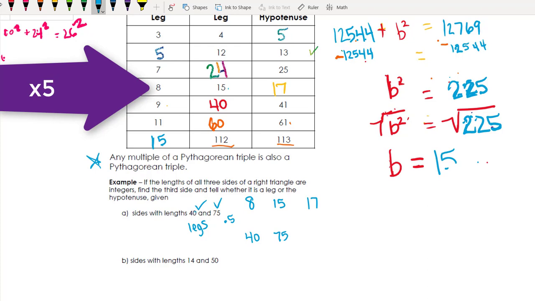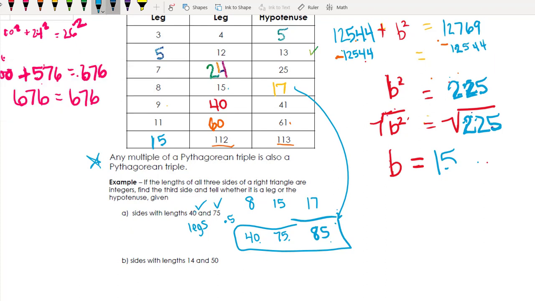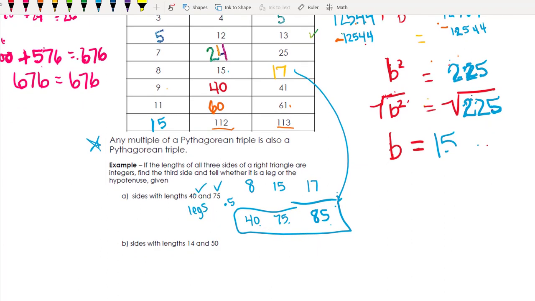So then 17 times 5, the scale factor, would be 85. So this is a scaled copy right here, leg, leg, hypotenuse. This is a scaled copy of this one right here. So then let's look at side lengths of 14 and 50. I see this one right here. This one jumps out to me.